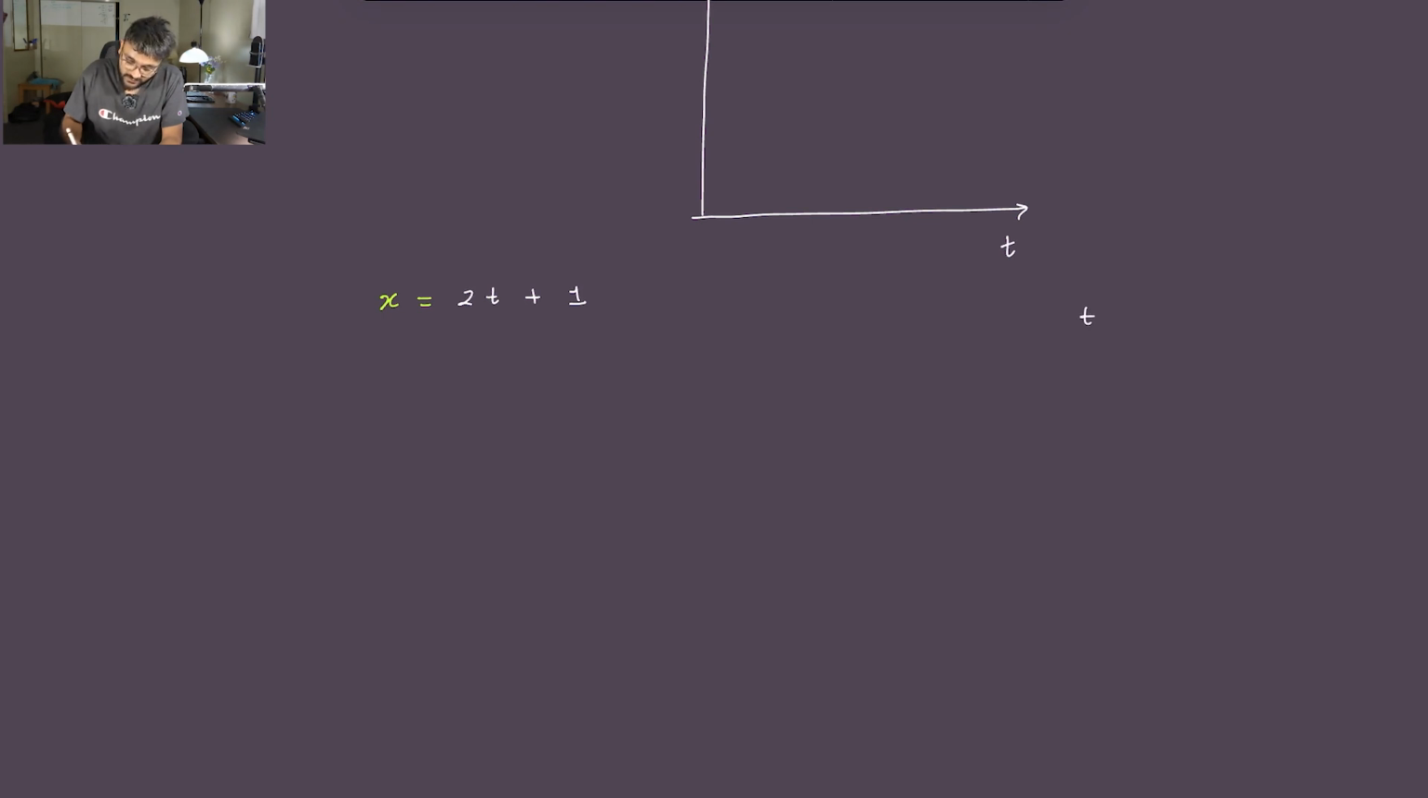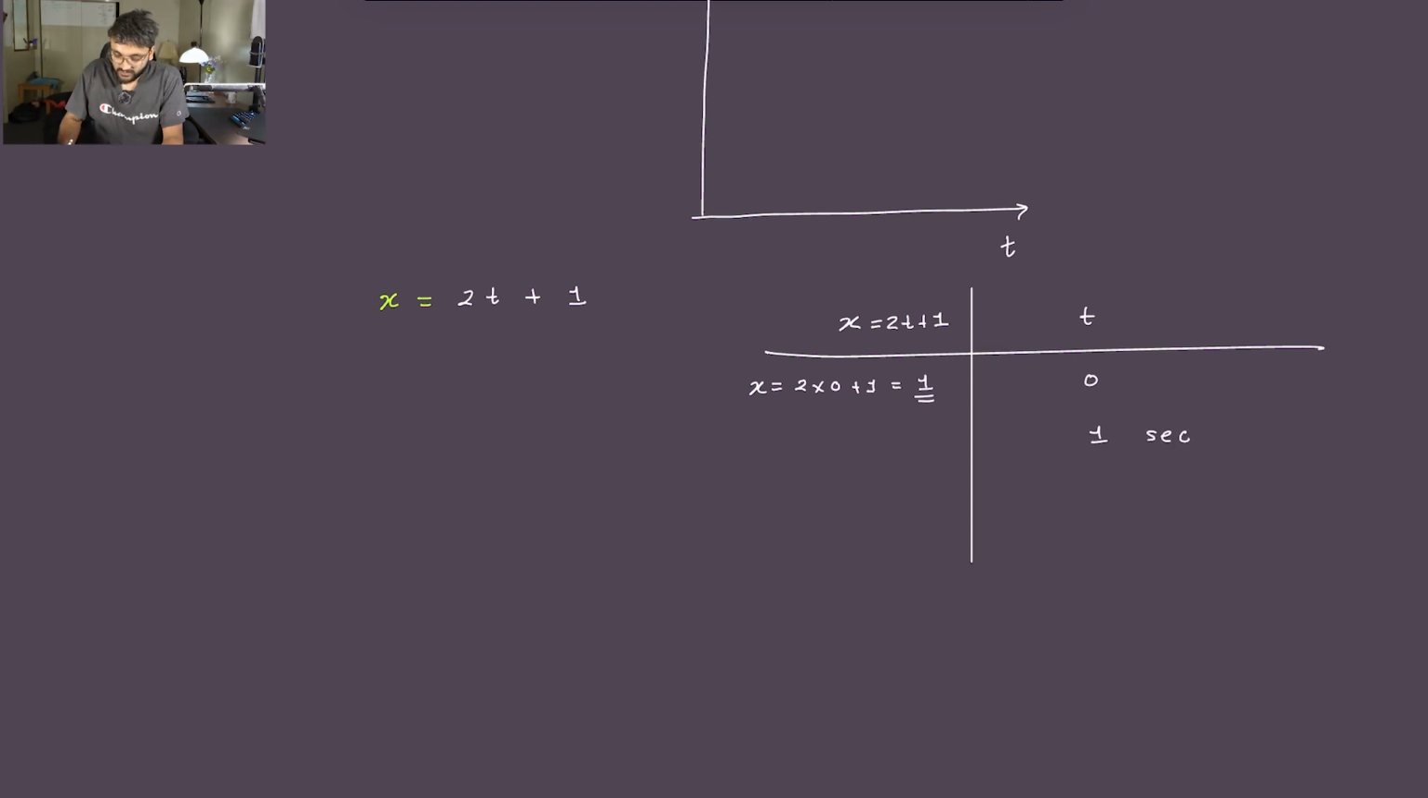You can make a table with t and x, t being time in seconds, let's say. So at t equals 0, x is equal to 2t plus 1, right? So at t equals 0, x equals 2 times 0 plus 1, and that gives you 1. At t equals 1 second, see what I'm doing. I'm just solving the equation. I'm plugging in different values of t to get corresponding values of x, and I'm going to plot those values in the graph of x and t, or distance-time graph or displacement-time graph.